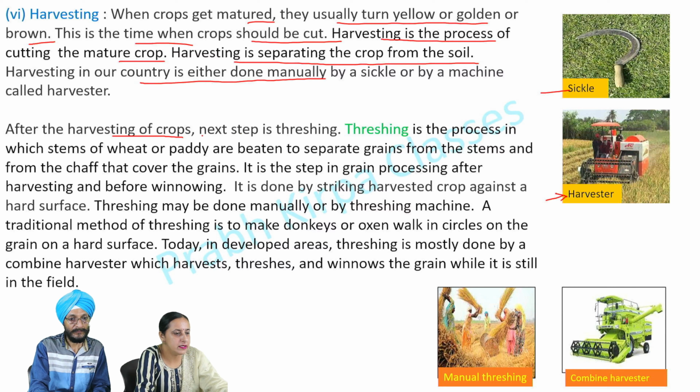After the harvesting of crops, the next step is threshing. Threshing is the process in which stems of wheat or paddy are beaten to separate grains from the stems and from the chaff that cover the grains.